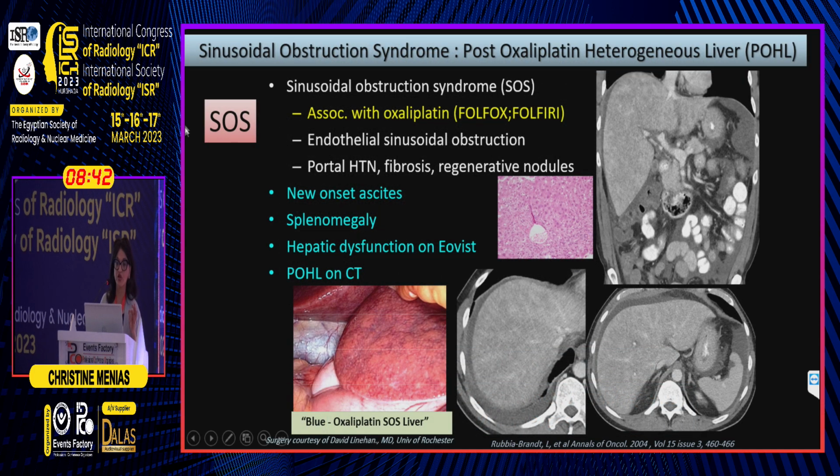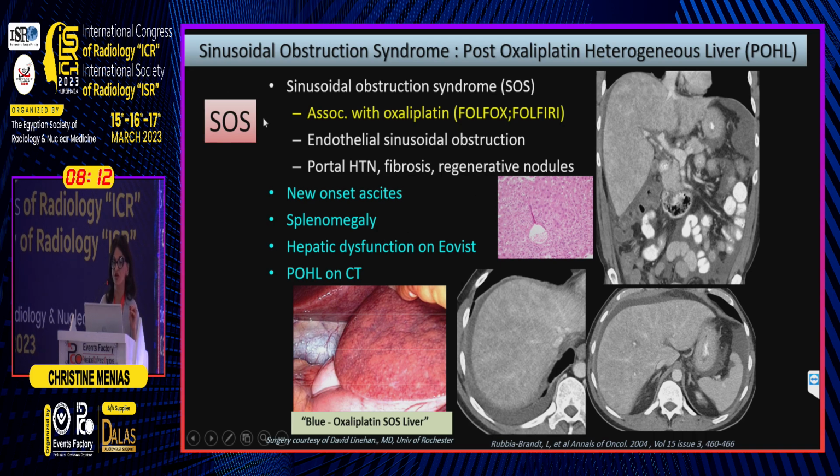The sinusoidal obstruction syndrome is something you want to keep in mind. These are oxaliplatin regimens, FOLFOX and FOLFIRI. Many of our colon cancer patients, pancreas cancer patients are on oxaliplatin. You might end up seeing what it looks like: sinusoidal obstruction, hepatic venous congestion, a very mottled heterogeneous liver. This is what the surgeons call blue liver on operative. It really is dramatic on imaging.